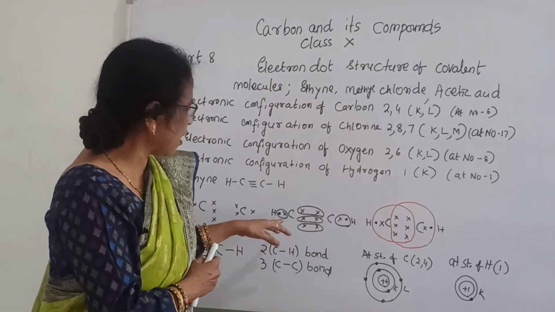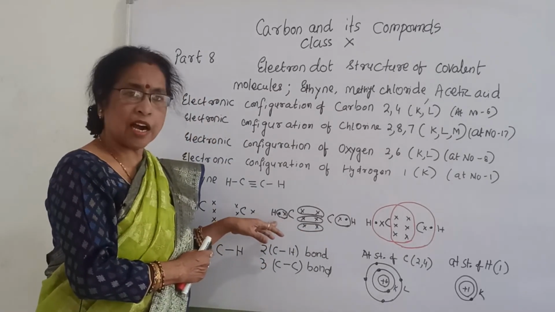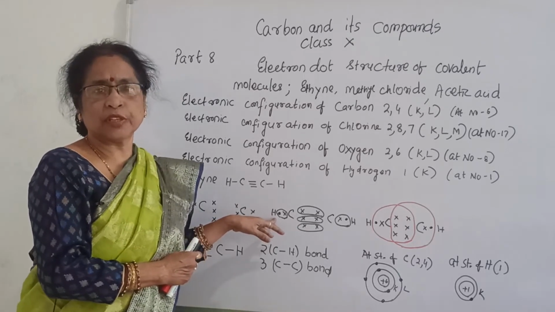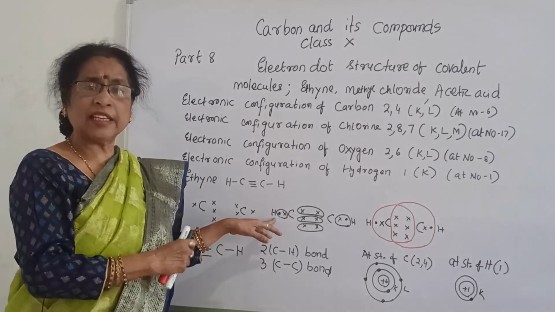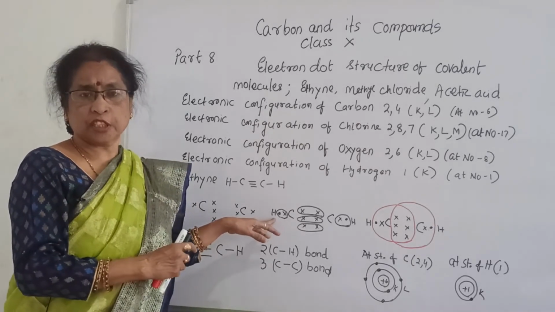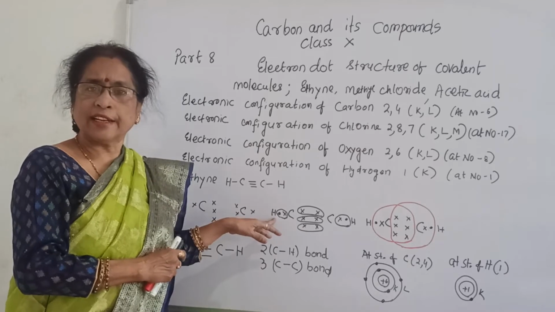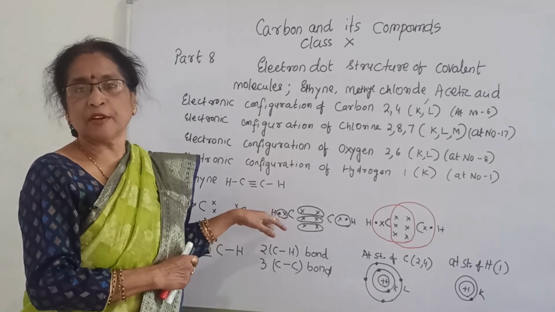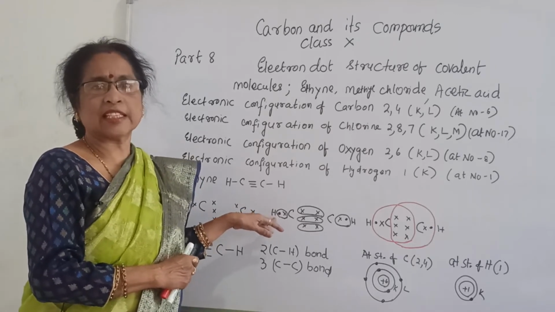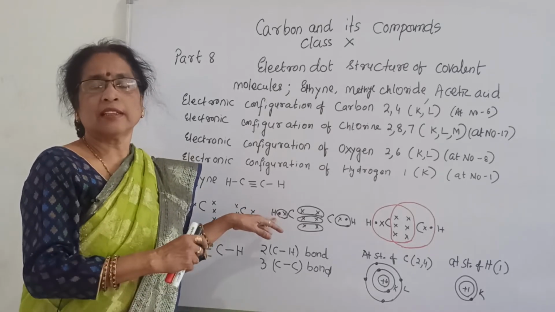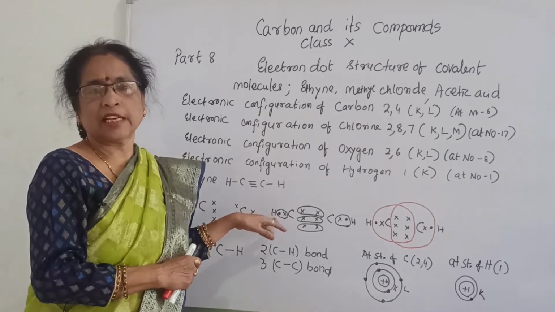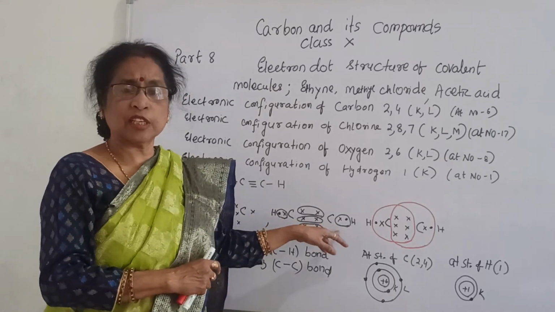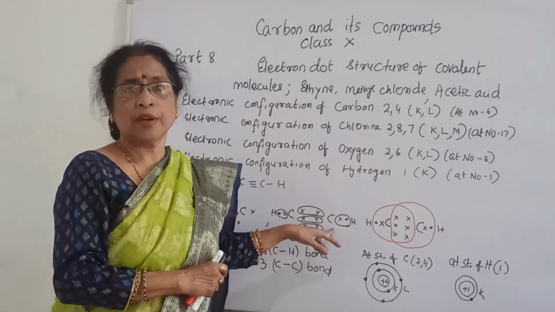Now here you can observe this carbon and hydrogen. Hydrogen satisfies an inert gas configuration, but it can't satisfy the octet rule. The outer shell never has 8 electrons, but having 2 electrons is the helium configuration. This is a special case. Hydrogen always satisfies the helium configuration, that is, 2 electrons. And on this side also, hydrogen satisfies the electronic configuration of helium.